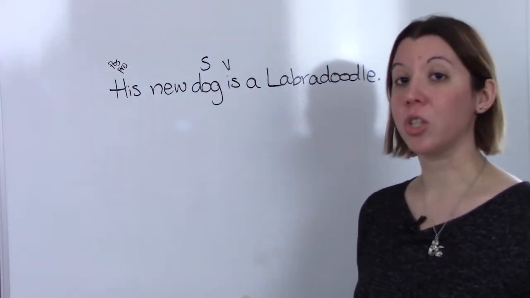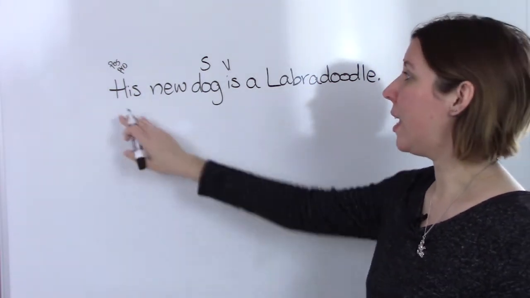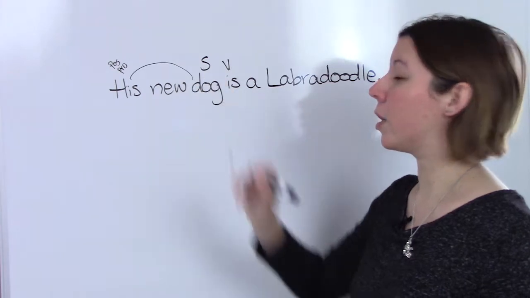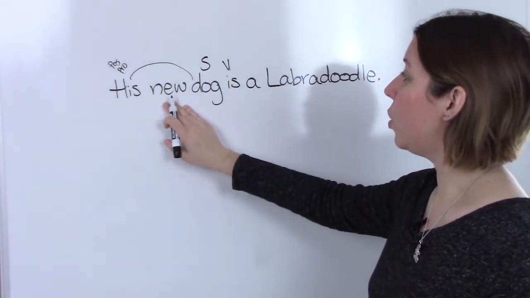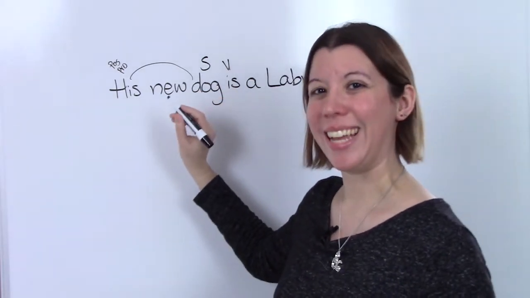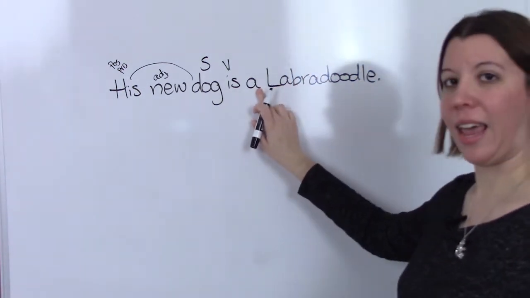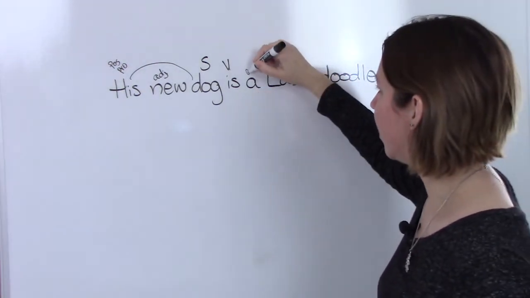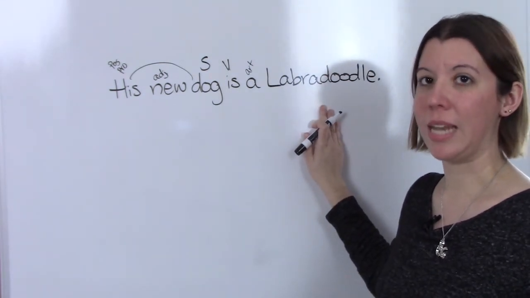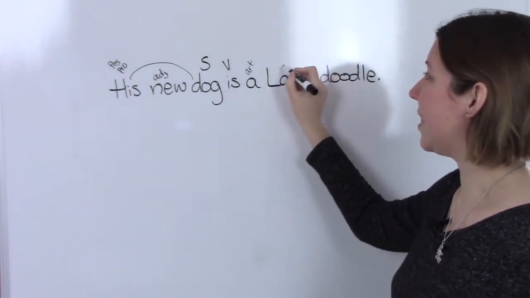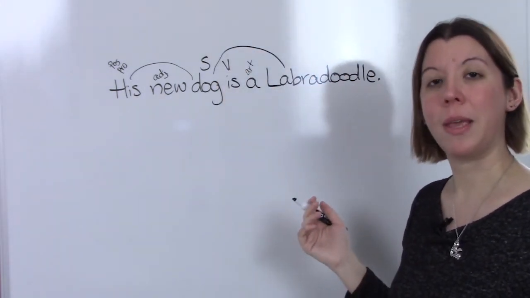Now, the function that it serves in this sentence is a modifier. His is modifying dog. It's diagrammed just like adjectives, as you'll see in a moment. New, speaking of adjectives, is an adjective. A is an article. And Labradoodle is a type of dog. Names of things are nouns. Because this noun renames the subject, it's a predicate nominative, PN.